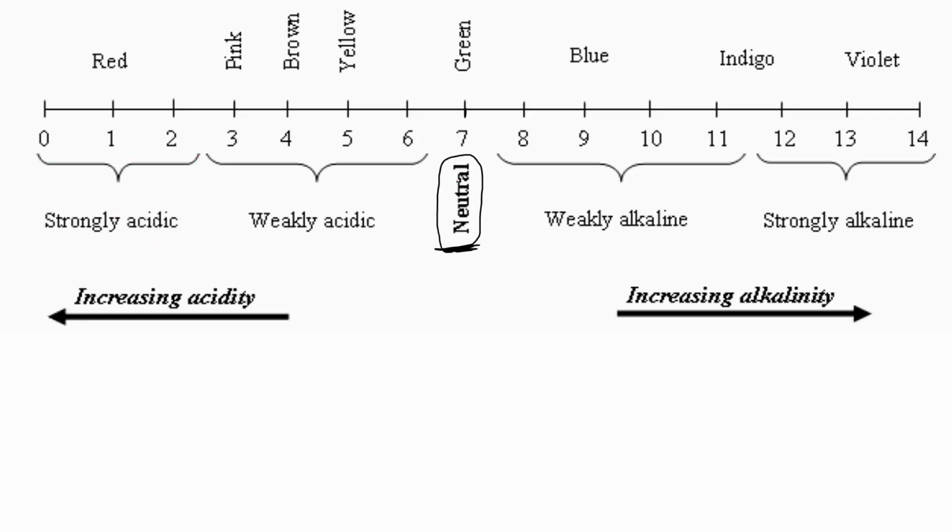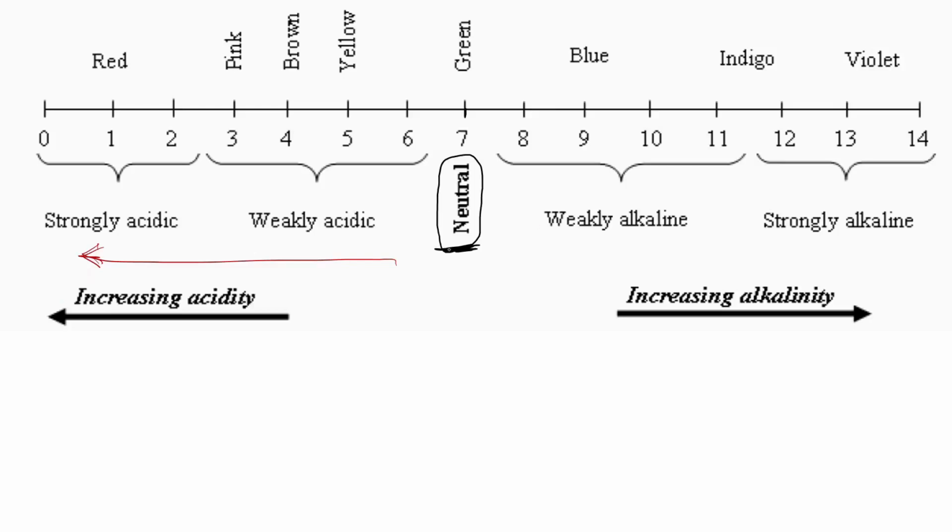And as we move from 7 towards the 0, this side, the degree of acidity increases. That's why this arrow shows that the degree of acidity increases in this very direction.